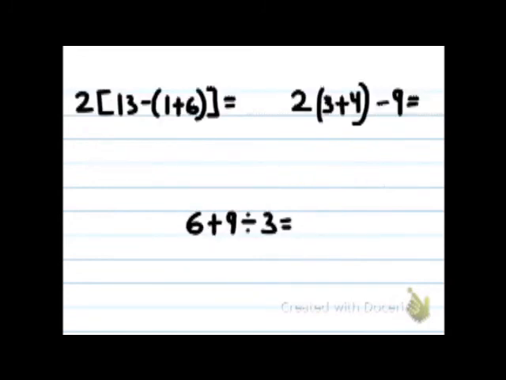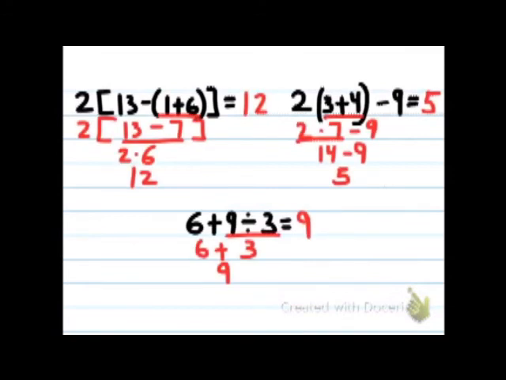Here are some problems for you to solve. Pause the video to solve them, then unpause it to get the answers. For this problem, you have to first solve what's in the parentheses, so you get 7, and then you have to solve what's in the brackets, so then you're left with 2 times 6, which is 12. Then for this problem, again you solve what's in the parentheses first, and then you get 7, then you multiply 2 times 7, and you get 14, and then you're left with 14 minus 9, and then you get 5.